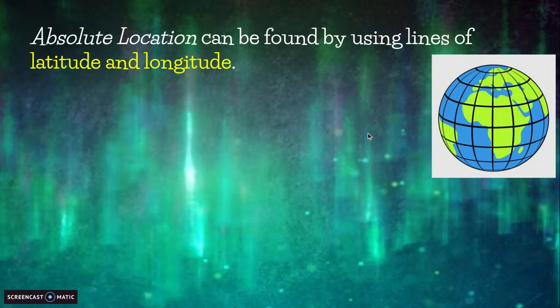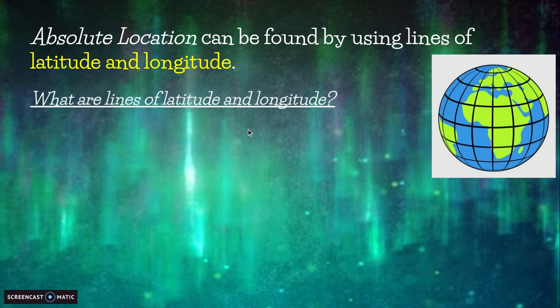Absolute location can be found by using lines of latitude and longitude. Remember, absolute location is the exact point on Earth that a place is located. So we can use latitude and longitude to find absolute location. So what are lines of latitude and longitude?